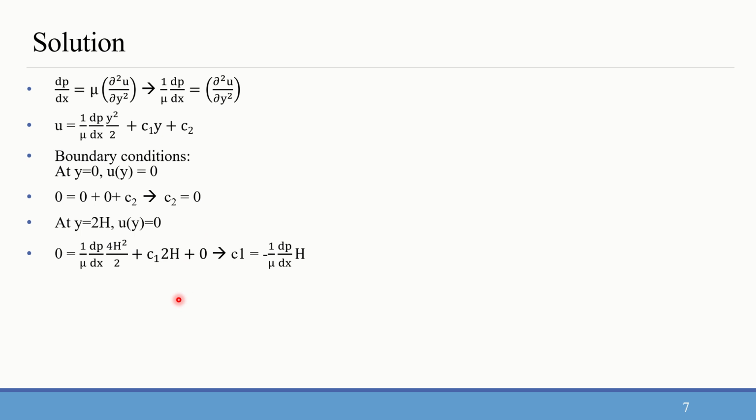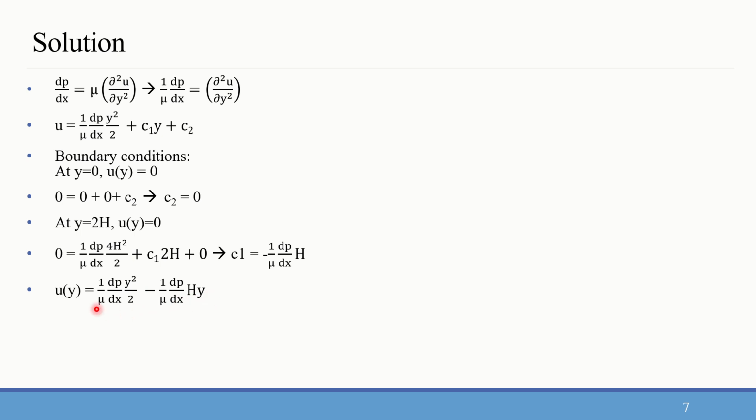So now we are substituting this particular term back in the equation, and we will be getting u of y equal to 1 by mu into dp by dx into y square by 2 plus c1y. So c1 we are substituting this particular term, so minus of 1 by mu dp by dx into h into y.